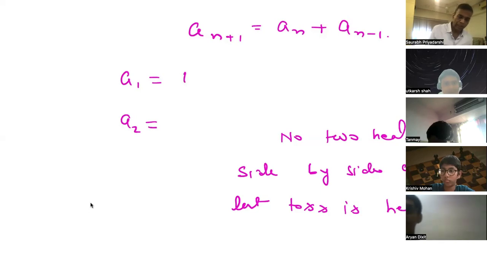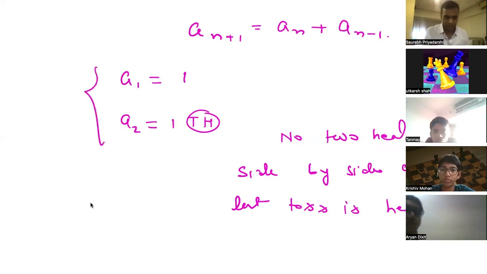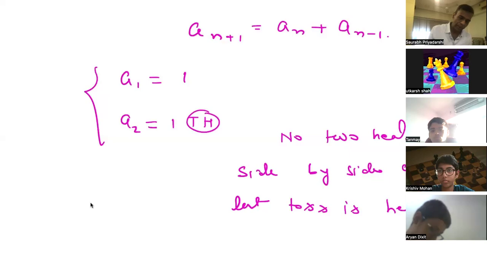A1 is 1 and A2 is, sir, A2 is 0. Why 0? Wait. What about tail and head? Yeah, tail and head. Yeah, A2 is 1. So A1 is 1, A2 is 1. Only two values are required for that, because we'll get two unknowns. So how to solve this?